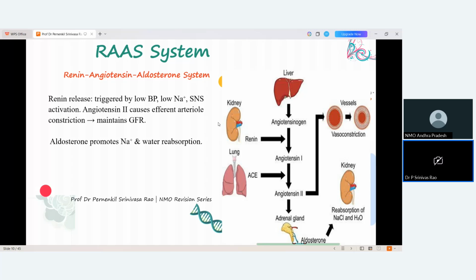What does angiotensin 1 do? Angiotensin 1 is converted to angiotensin 2 by the angiotensin converting enzyme, which is released by the lung. So this you remember: the lung will be producing the angiotensin converting enzyme. Renin is produced in the kidney. Angiotensinogen is produced in the liver. So that's how it maintains the GFR. What does aldosterone do? Aldosterone promotes sodium and water reabsorption. So this helps in getting back the normal BP.